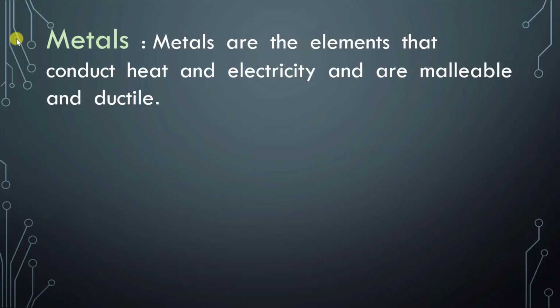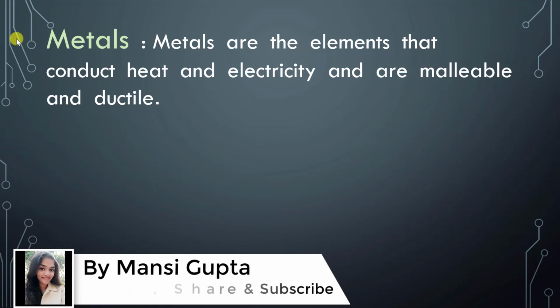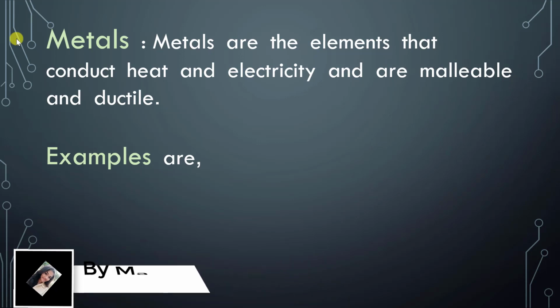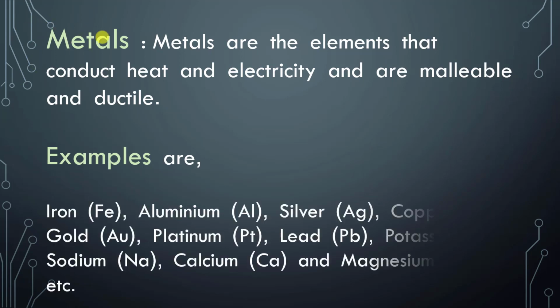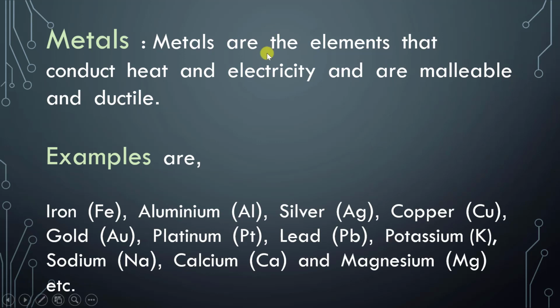Metals. Metals are the elements that conduct heat and electricity and are malleable and ductile. Metals are those elements that have the quality of conducting heat and electricity, as well as malleability and ductility. Okay. Examples: iron, aluminium, silver, copper, gold, platinum, lead, potassium, sodium, calcium, magnesium, etc.